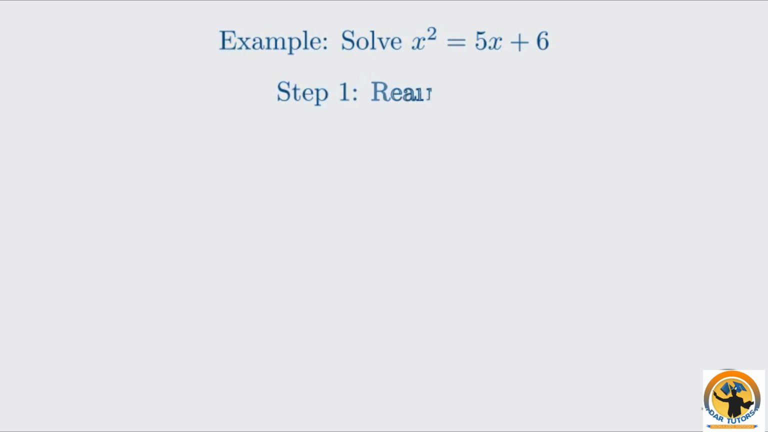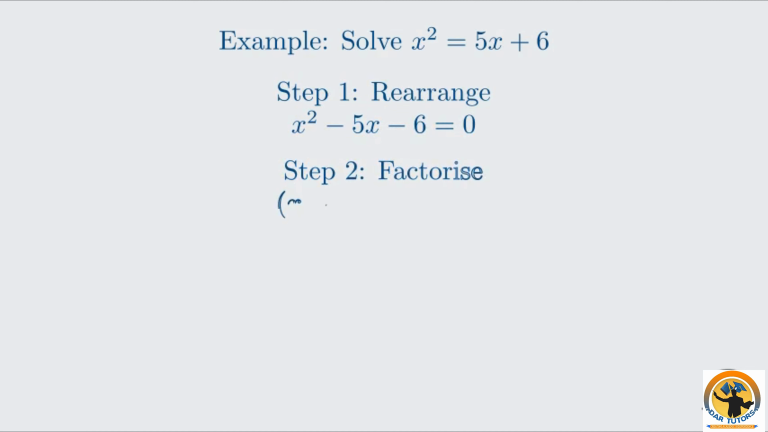Let's work through an example. Solve x squared equals 5x plus 6. Step 1 is to rearrange. Subtracting 5x and 6 from both sides gives us x squared minus 5x minus 6 equals 0. Now the equation is in standard form. Step 2 is to factorize. We need two numbers that multiply to negative 6 and add to negative 5. These numbers are negative 6 and positive 1. So we can factor the quadratic as quantity x minus 6 times quantity x plus 1 equals 0.